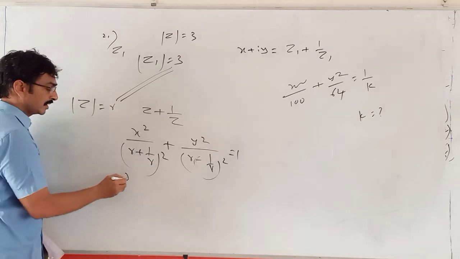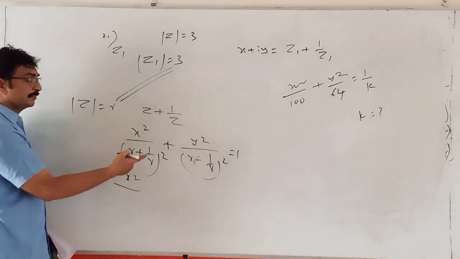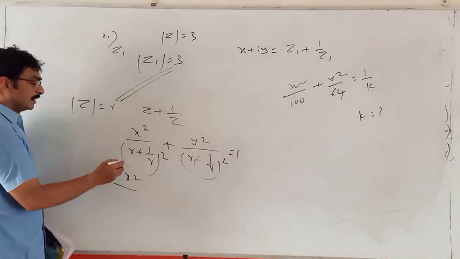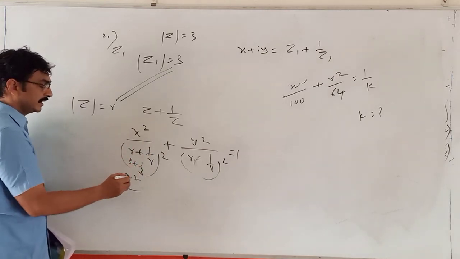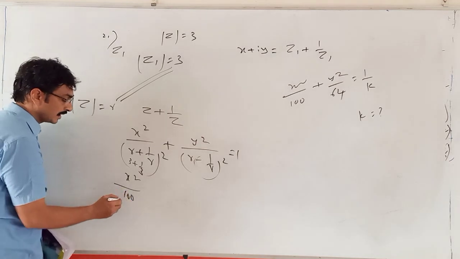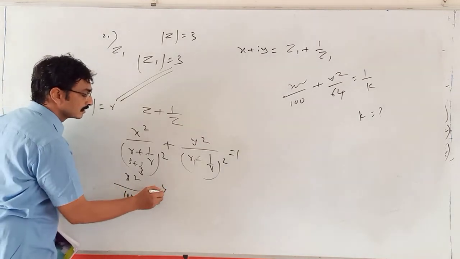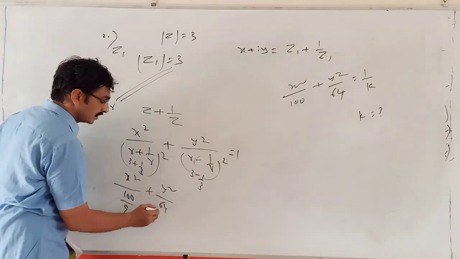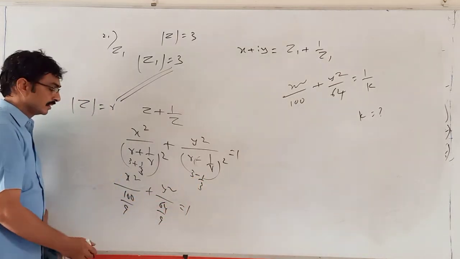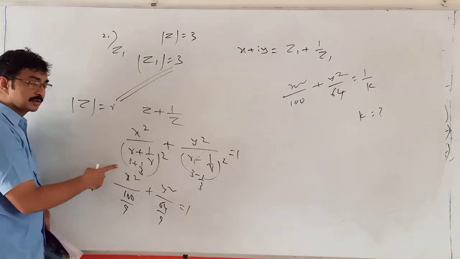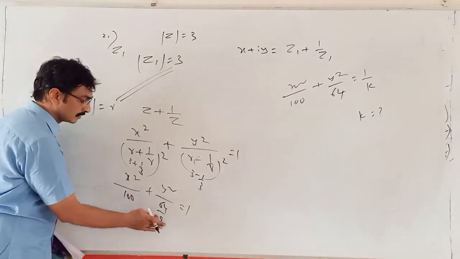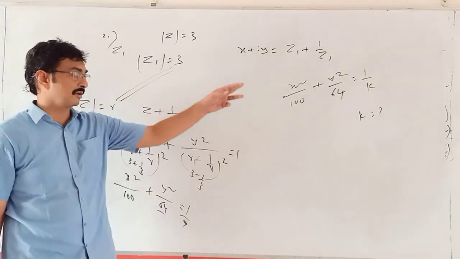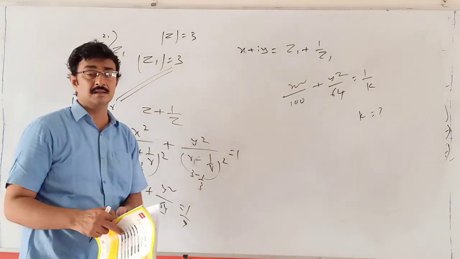Therefore from this formula, x square by 3 plus 1 by 3 whole square, 3 plus 1 by 3 is 10 by 3 whole square, so 100 by 9, plus 3 minus 1 by 3, so 64 by 9, equal to 1. So the 9 comes here, so 1 by 9. So by comparing this one and the given one, clearly the value of k is 9.